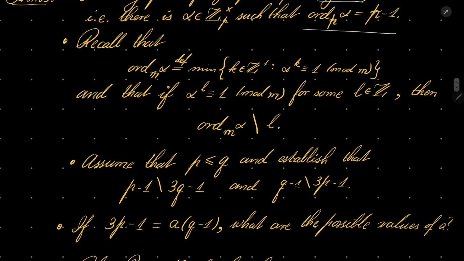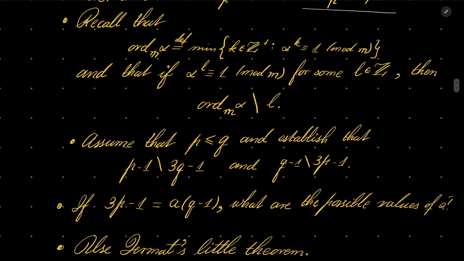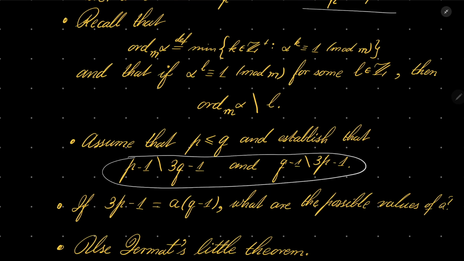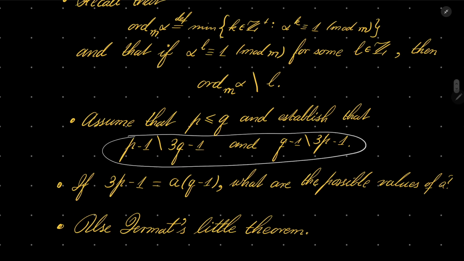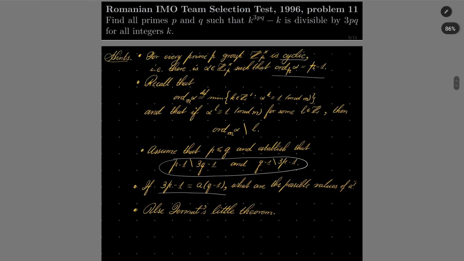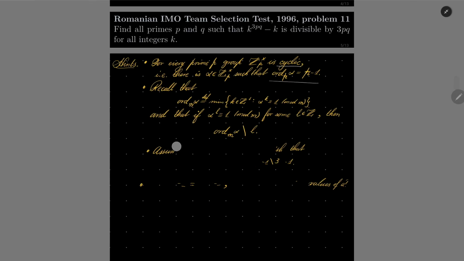And you may assume without loss of generality that p is less than or equal to q, and you should try to establish these two results. And at some point, one of these says that 3p minus 1 equals a times q minus 1 for some integer a, and you should think about what are the possible values of a. There are not that many. And you may also wish to use Fermat's little theorem at some point. So give this problem a try, and I will see you in just a minute.